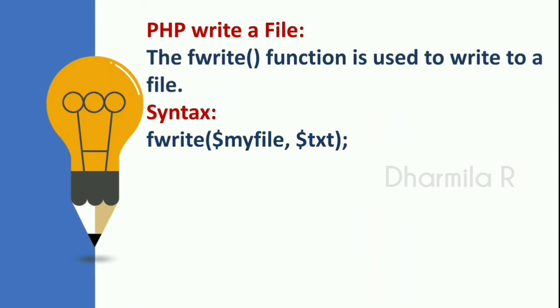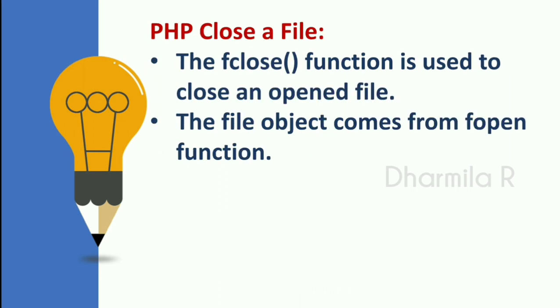And the next one is PHP write a file. So if you want to add some content to the existing file, we have to use the fwrite function. And the fwrite function is used to add some content. At the same time, we have two parameters. One is the object name and the other one is the text. And the last one is PHP close a file. So let's learn how to close a file.